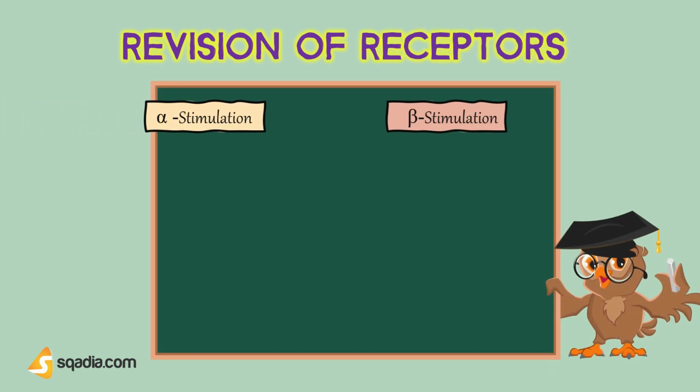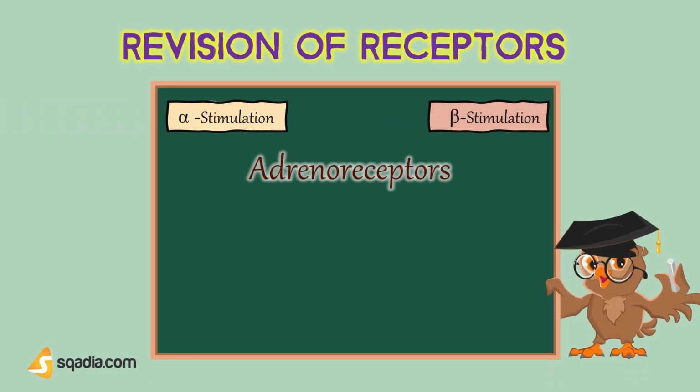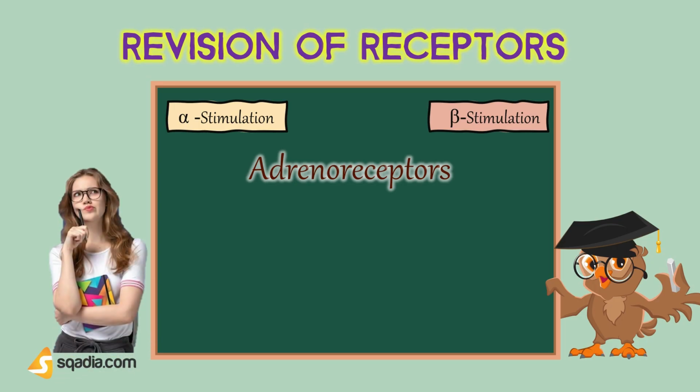First, let's start with the revision of some receptors. We are aware of alpha and beta stimulation of adrenoreceptors, but which one causes vasodilation and which one causes vasoconstriction are hard to remember. Well, let's make that easy for you to memorize. In general, alpha stimulation causes constriction of smooth muscles.